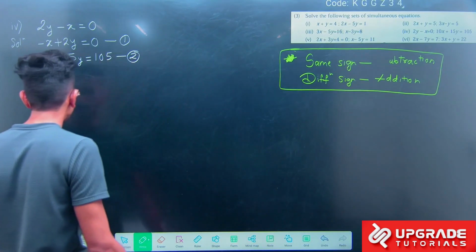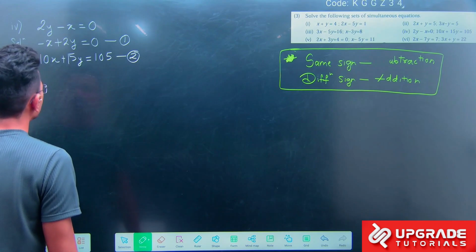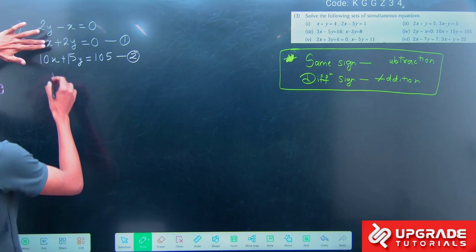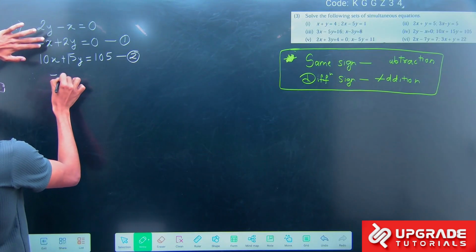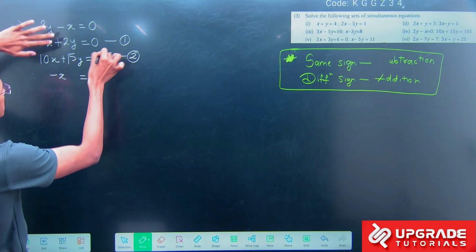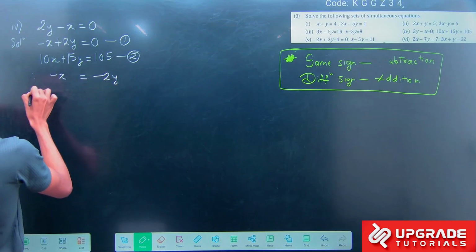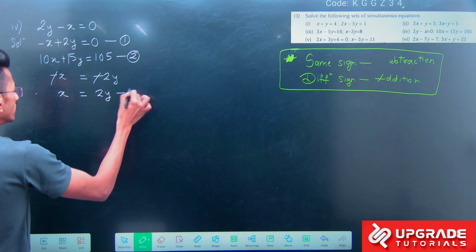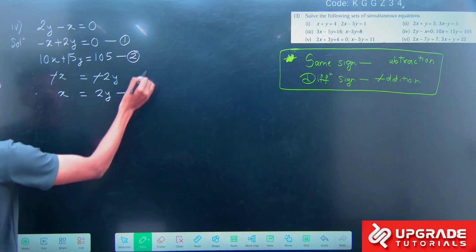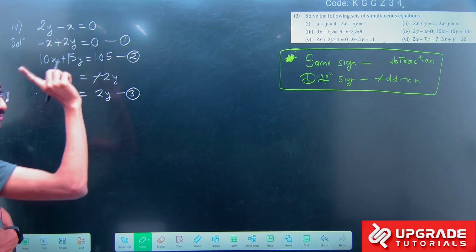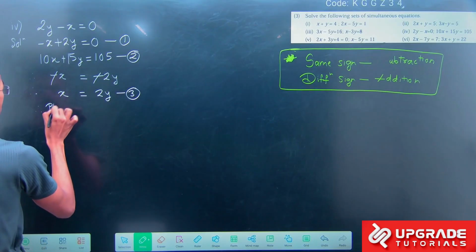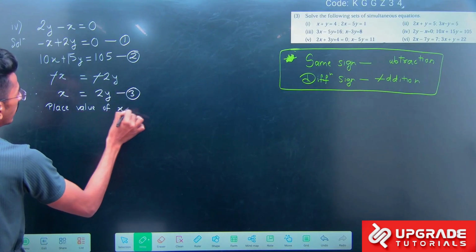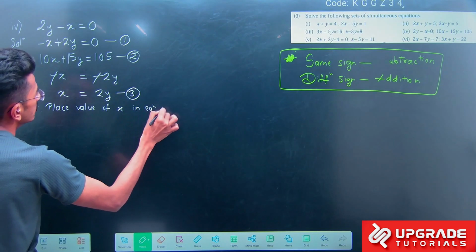So for substitution method, I'll find the value of any one variable. Just here it is easy to find the value of x. I'll find out that. Therefore, minus x, this plus 2y will go to this side and become minus 2y. Minus minus gets cancelled. x is equal to 2y. This is equation number 3. Place this value of x in equation number 2. Not to place it in equation number 1. Therefore, place value of x in equation 2.